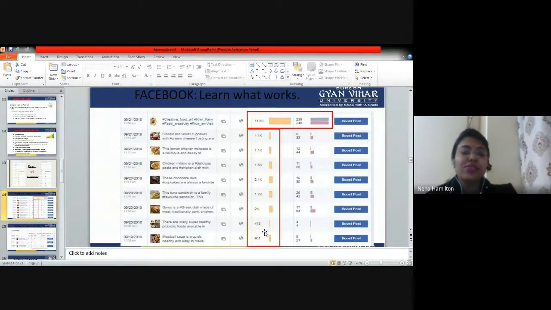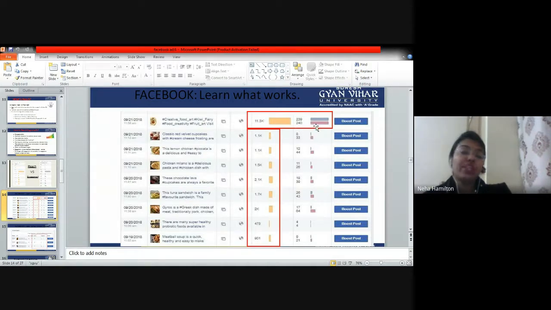This gives the total reach. For example, this Facebook post has reached 11.3 thousand people, right? And from those 11.3 thousand people, 235 people, 39 people have commented on it, and 240 people have reacted on it.